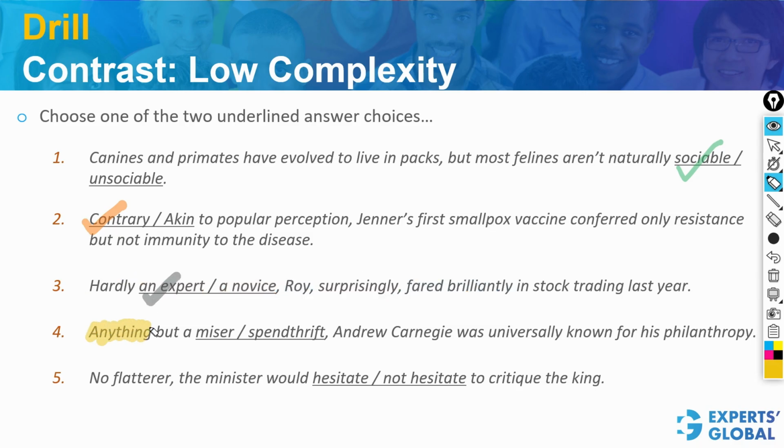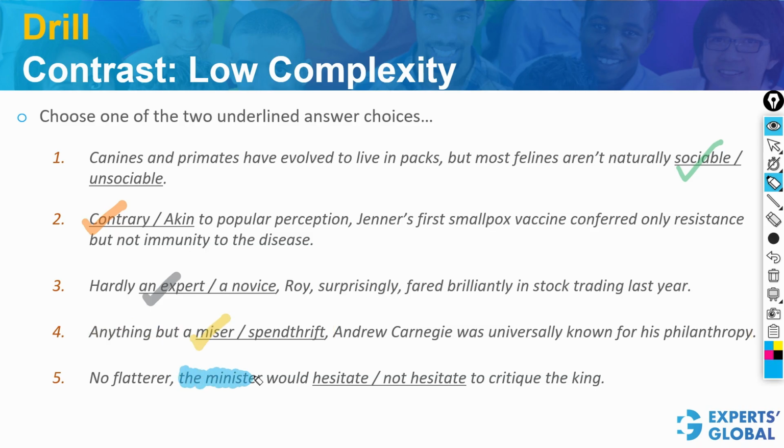This sentence features only one contrast trigger. Anything but simply means not at all. And what Andrew Carnegie is doing is philanthropy. That means he must not at all be a miser. That's the correct answer choice here.